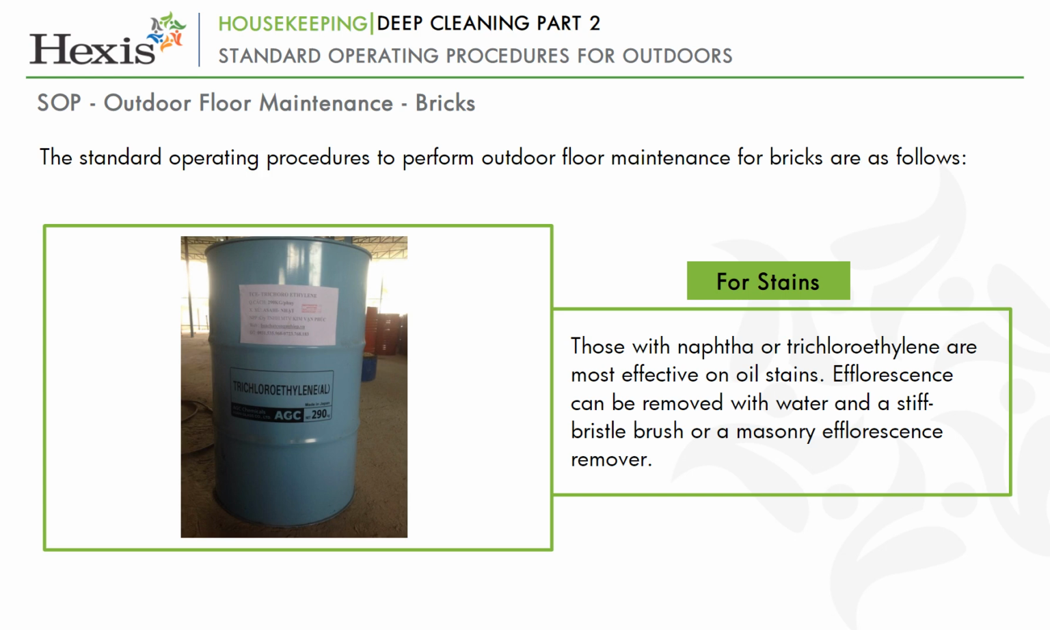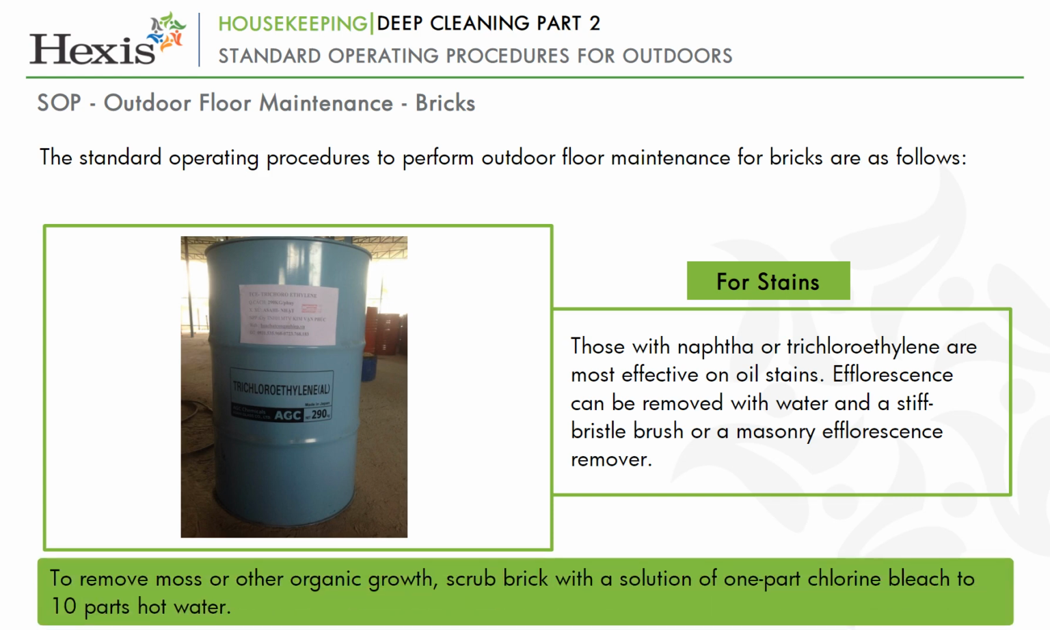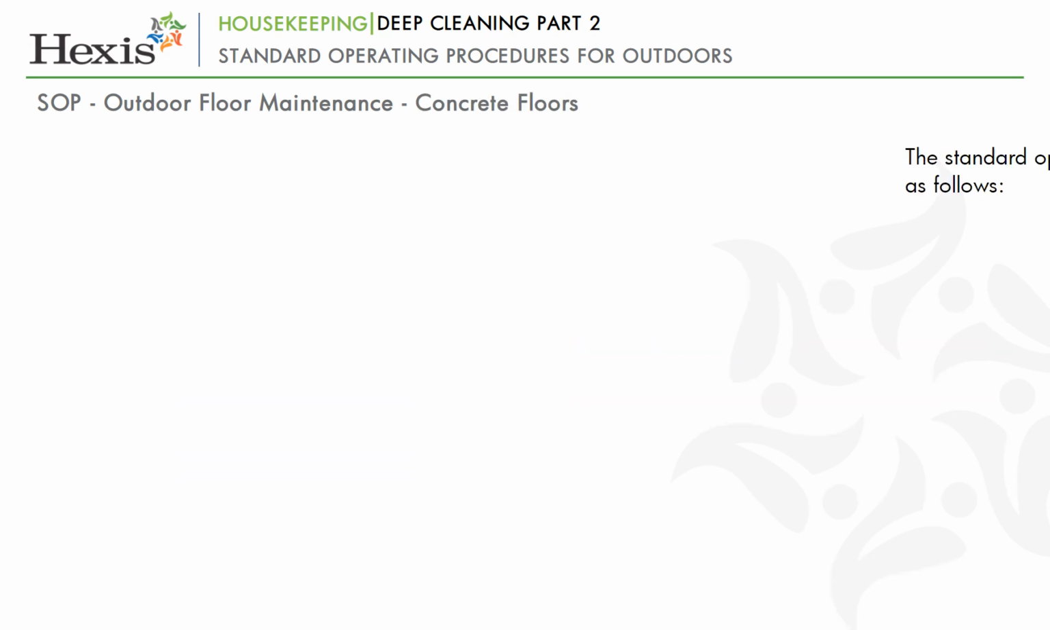Efflorescence can be removed with water and a stiff bristle brush or a masonry efflorescence remover. To remove moss or other organic growth, scrub brick with a solution of 1 part chlorine bleach to 10 parts of hot water.